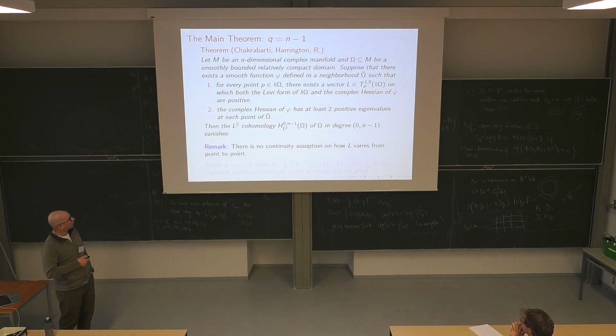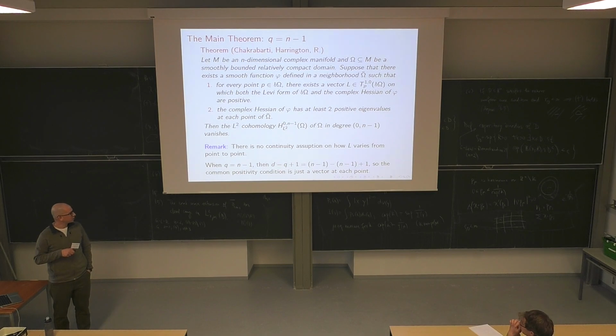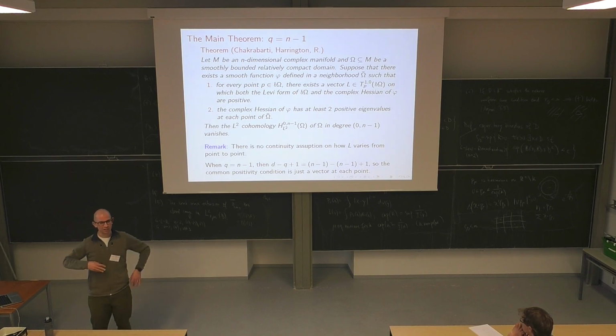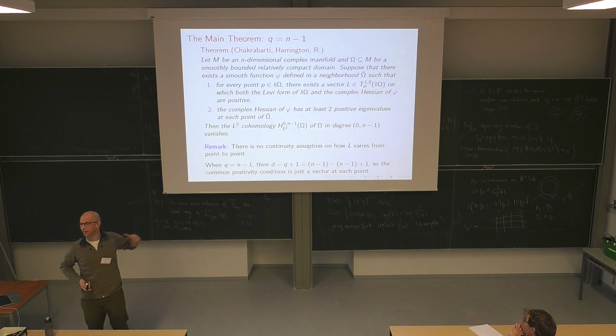In terms of the numerology here, if Q equals n minus 1, then n minus Q plus 1 is 1. So the common positivity condition is just a vector, right? So it's the same positivity condition, just appropriate for Q equal n minus 1.